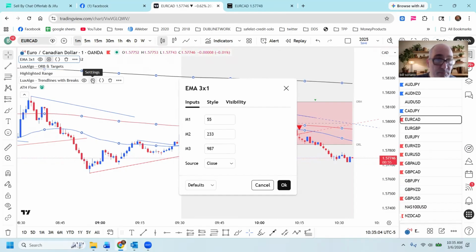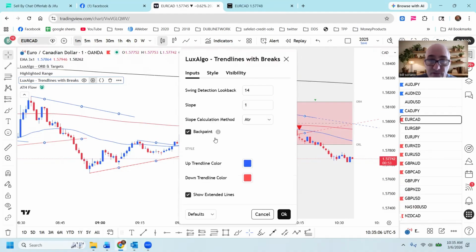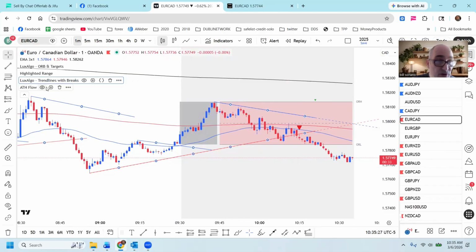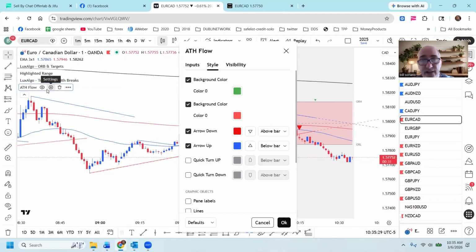LuxAlgo Trendline with breaks. The only thing you have to do here is leave the settings the same, default, but when you go to style, just get rid of this and this because it just gives you too many lines if you leave it on there. All you need is the upper and lower. But again, just use the default settings, just uncheck upper break and lower break. And then, of course, our ATTH Flow indicator, that's our community indicator.